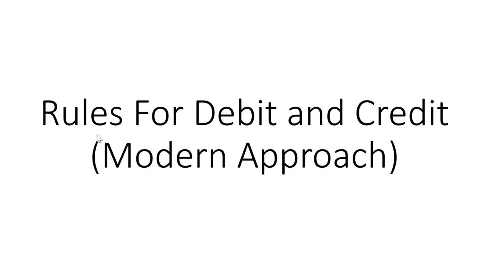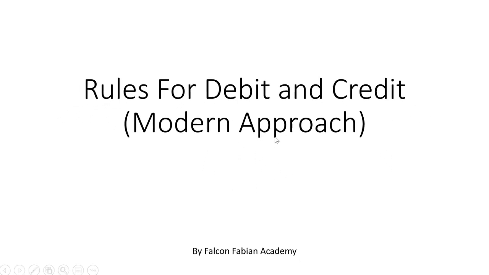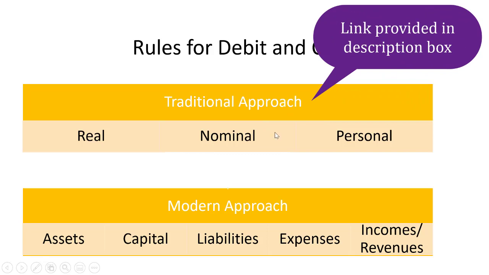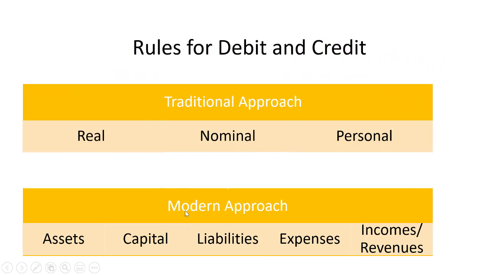In this session, we will be learning the rules for debit and credit as per the modern approach. Now, the rules for debit and credit have been explained as per the traditional approach and as per the modern approach. The videos explaining the rules as per the traditional approach for Indian boards and for those studying in Cambridge have already been posted on the channel. The link of those videos would be provided in the description box below. In this video, we are looking at the rules based on the modern approach.